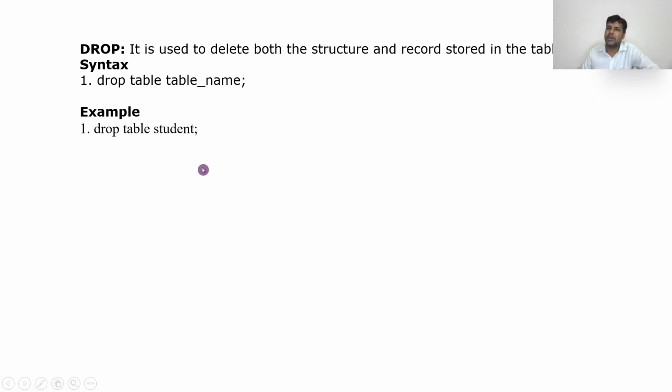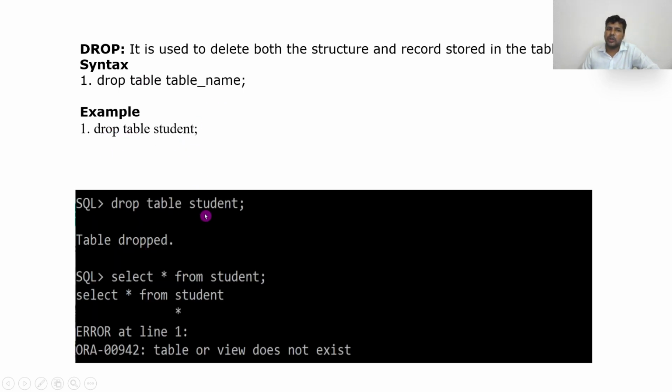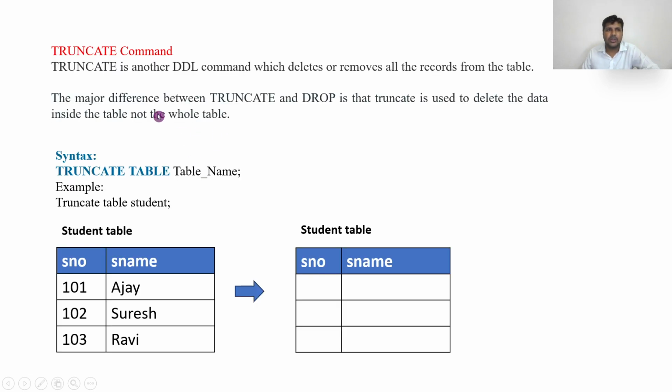See, drop table student. Automatically what message did I get? Table dropped. Now if I try to say select star from student, see what it is showing. It is showing an error saying table or view does not exist. That means they are gone. Okay. Next, truncate, the fourth one.